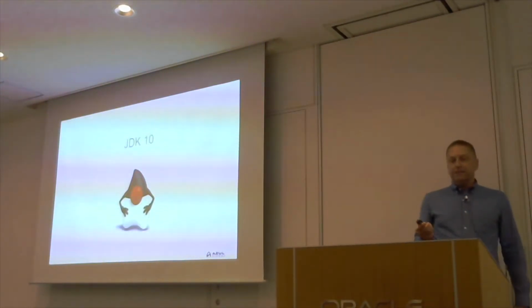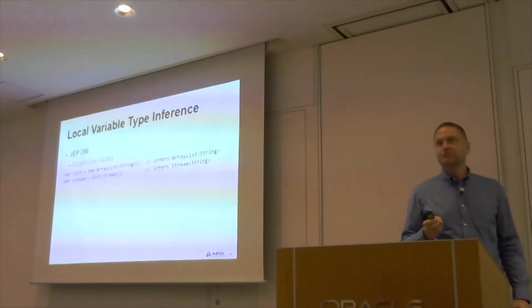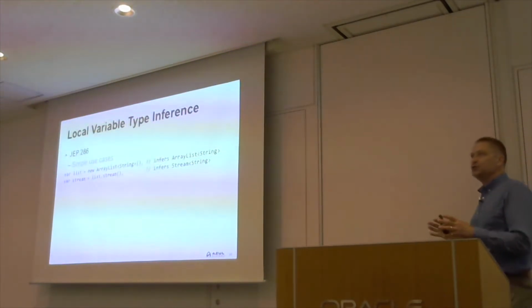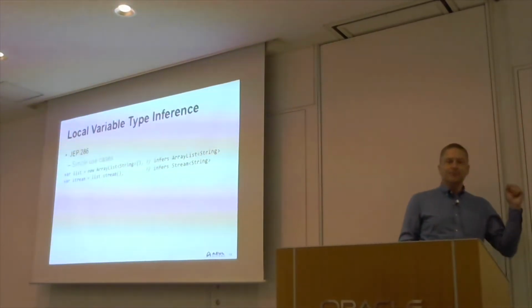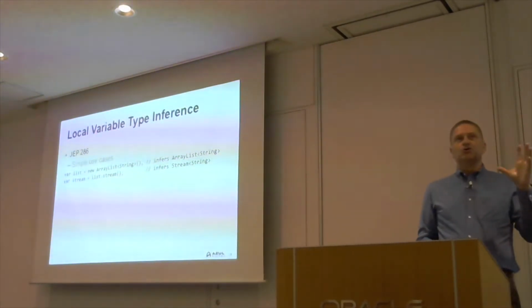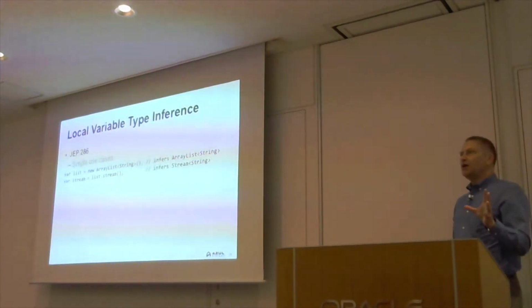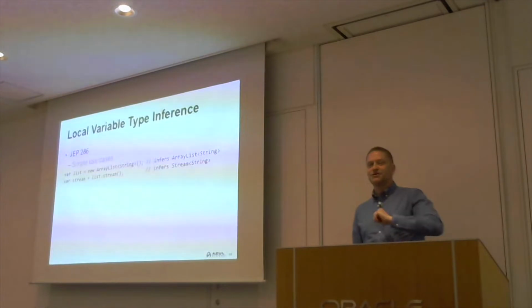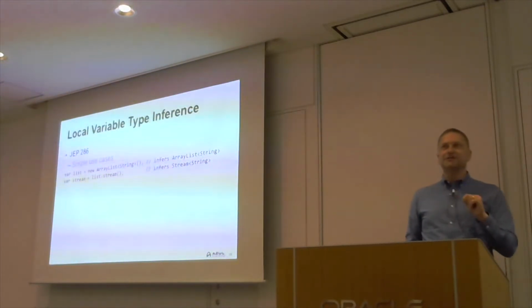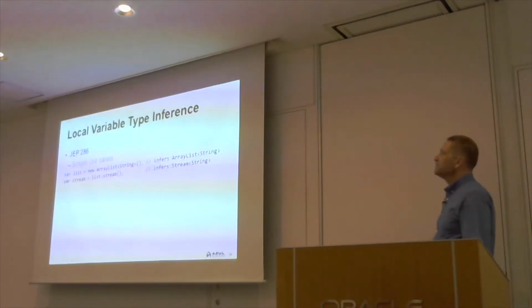What's in JDK 10? Well, the first and probably the biggest change in JDK 10 is the introduction of local variable type inference. Java finally gets the var. I was going to say keyword, but it's not a keyword, it's a reserved type. That's a very subtle distinction, but it is quite important.